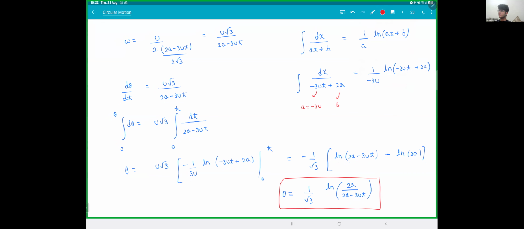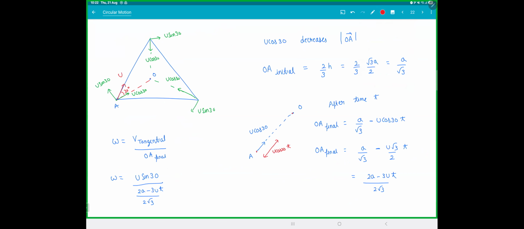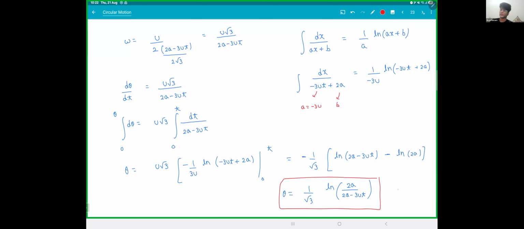Sir, I think there will be a constraint on the value of u, I guess. The time should be less than 2a by 3u, because if it's not, then the log will become negative. 2a by 3u is the time when they will meet actually. Oh, right. Yeah, they meet at that time. So after that, it is gone. They touch, so it is done.